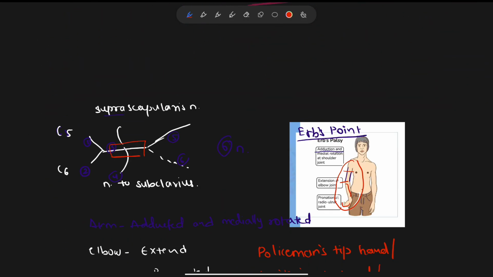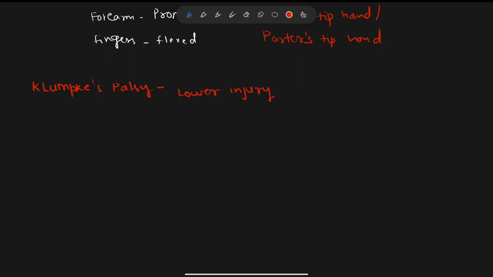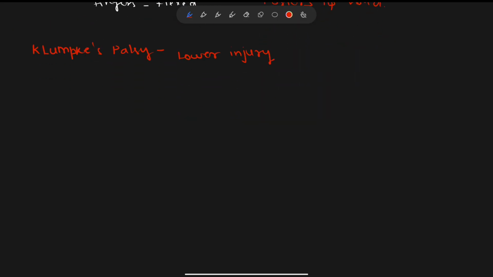Okay, in this what will happen? Two roots are involved, right? C8 and T1. C8 and T1 are injured. So, which nerves are affected? The nerves affected will be the ulnar nerve and median nerve. Okay, and in this there will be the claw hand sign. Claw.